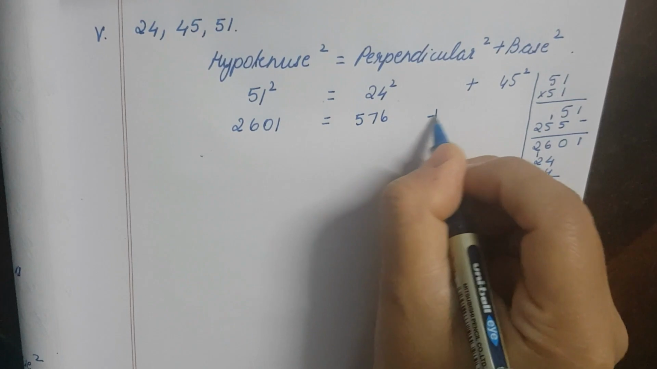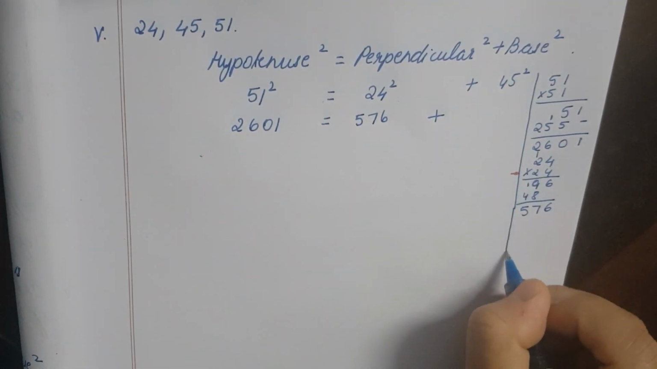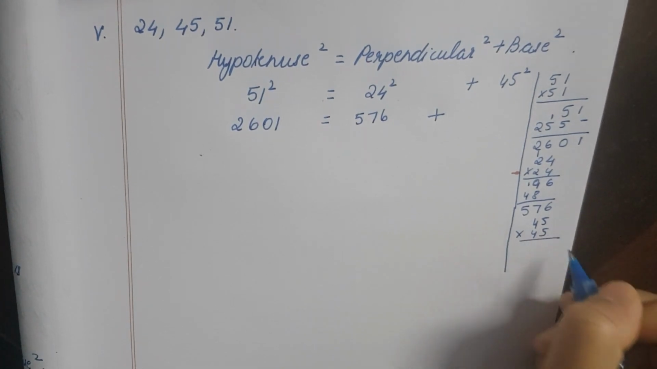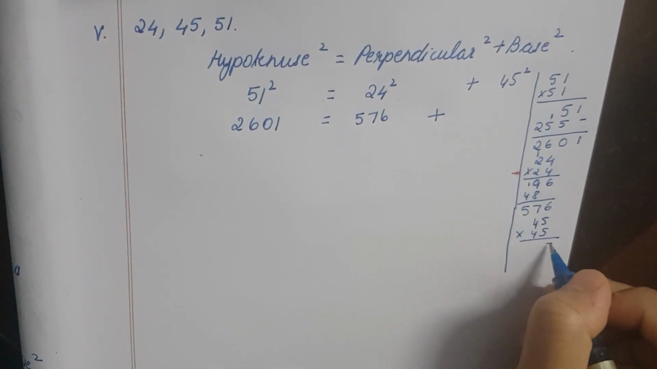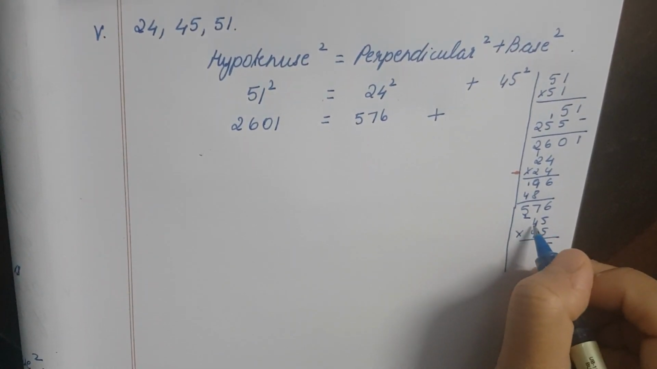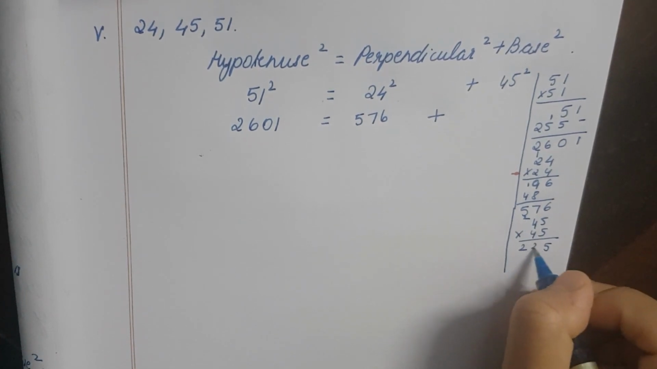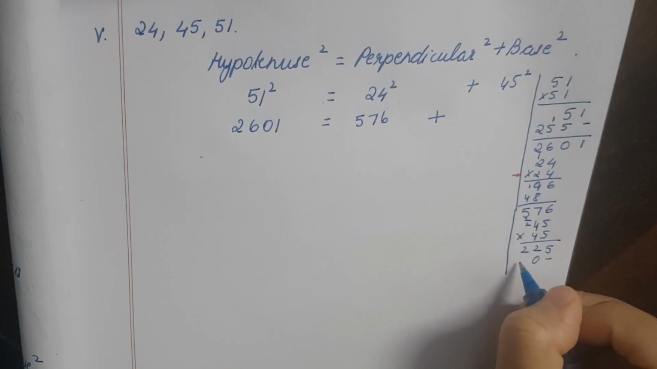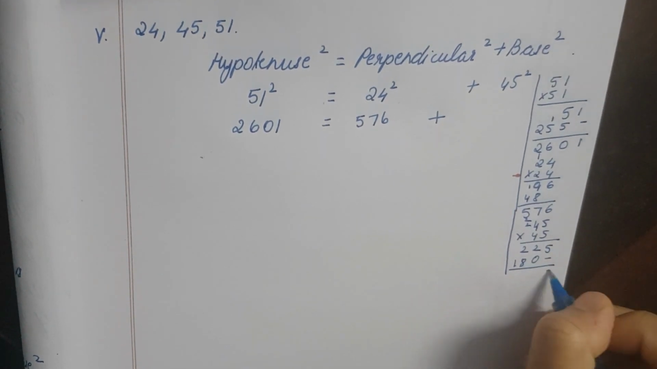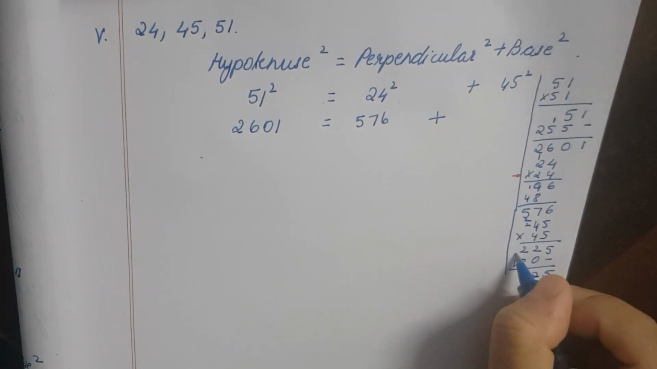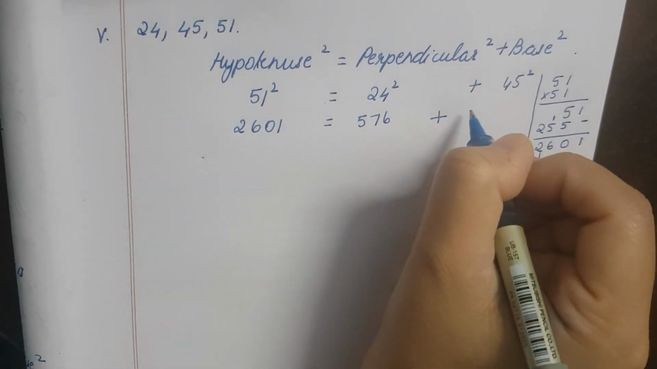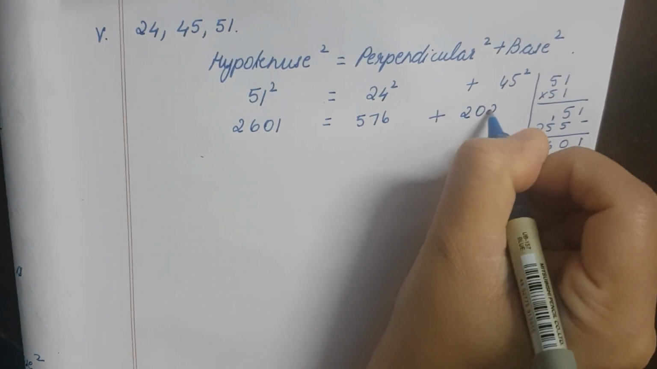Plus 45 into 45. 5 5s are 25, 5 and carry 2. 5 4s are 20, 20 plus 2 is 22. 4 5s are 20, 4 4s are 16, 16 plus 2 is 18. So it is 5, 2 plus 0 is 2, 1 carry up 2. So 2025. So we can write here 2025.